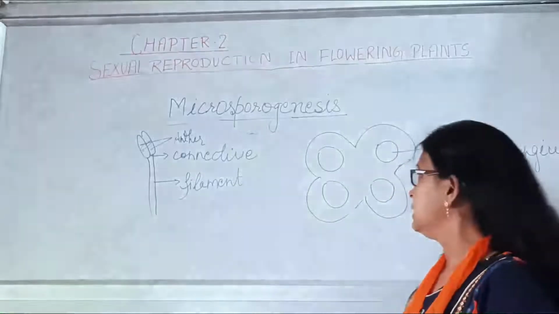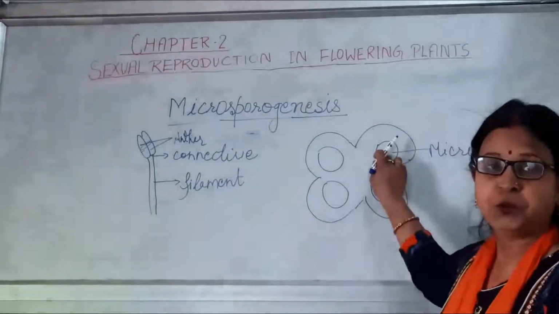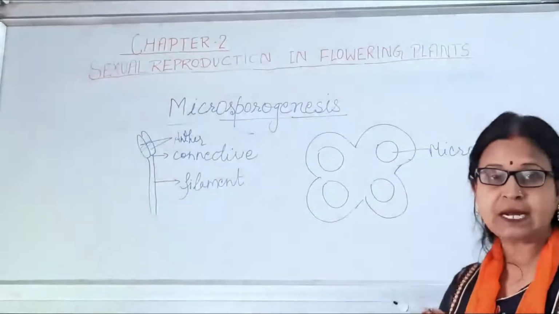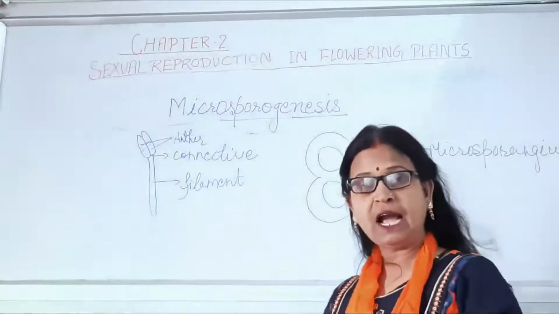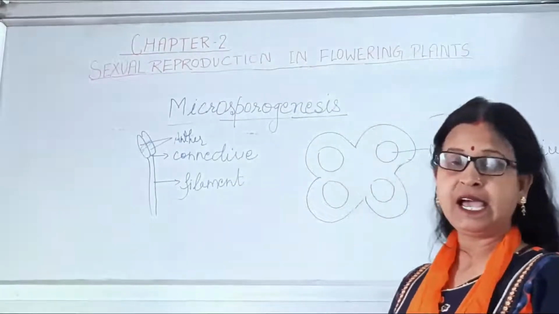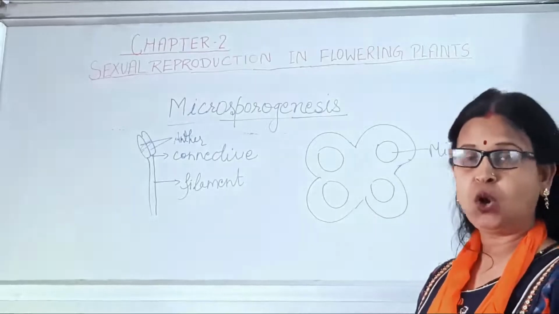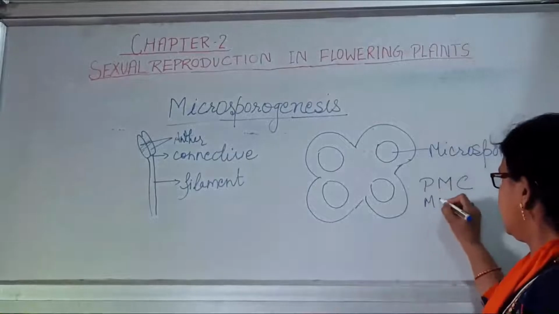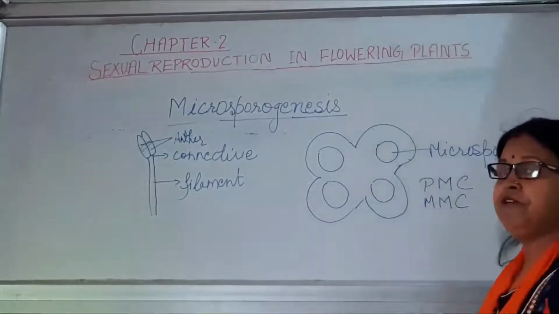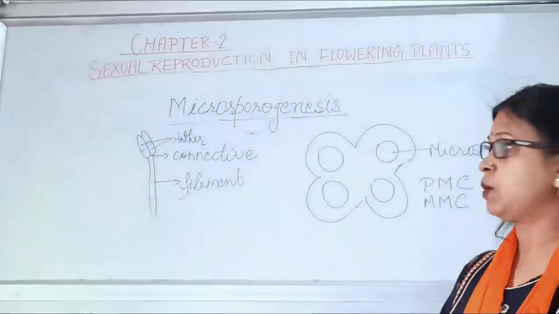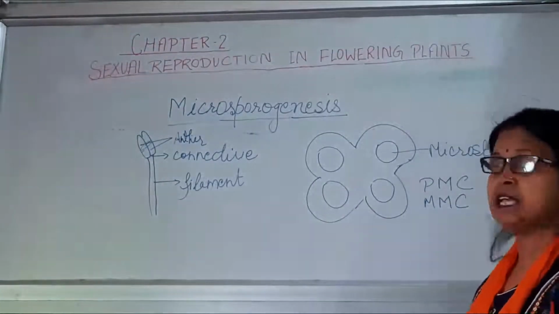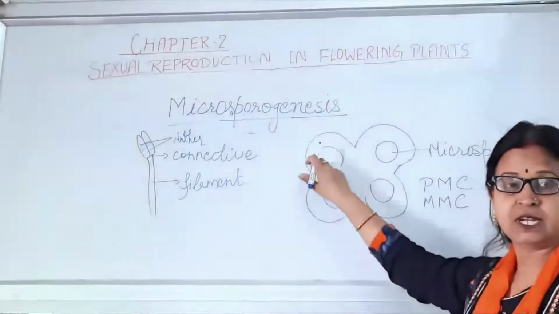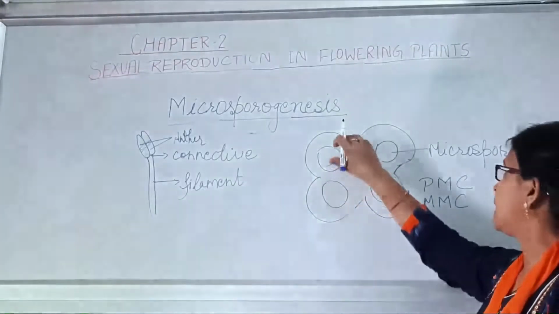of the plant. Now the tissue present inside this microsporangium, which is compactly arranged, will activate and act as pollen mother cells or microspore mother cells. These pollen mother cells will enter into the process of microsporogenesis.